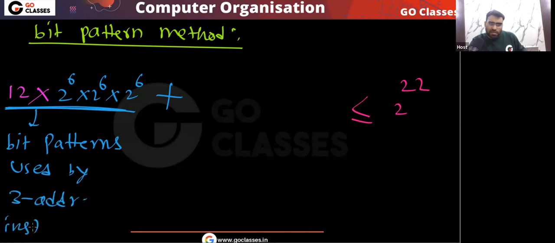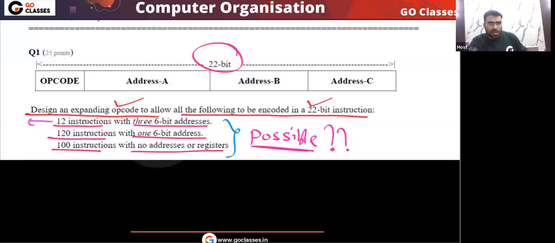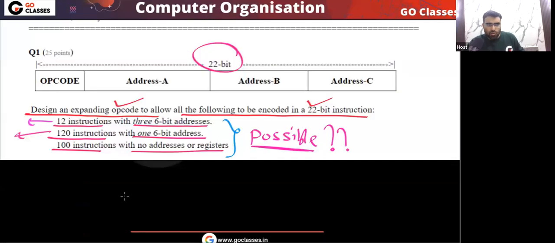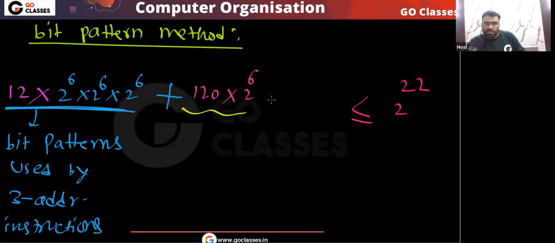Now tell me, how many bit patterns will be used by 1 address instructions? So in total 120 one address instructions you want. Every 1 address instruction has a 6-bit address. So that will be 2 power 6 plus. How many bit patterns are used by 0 address instructions? That will be 100 multiplied by 1.